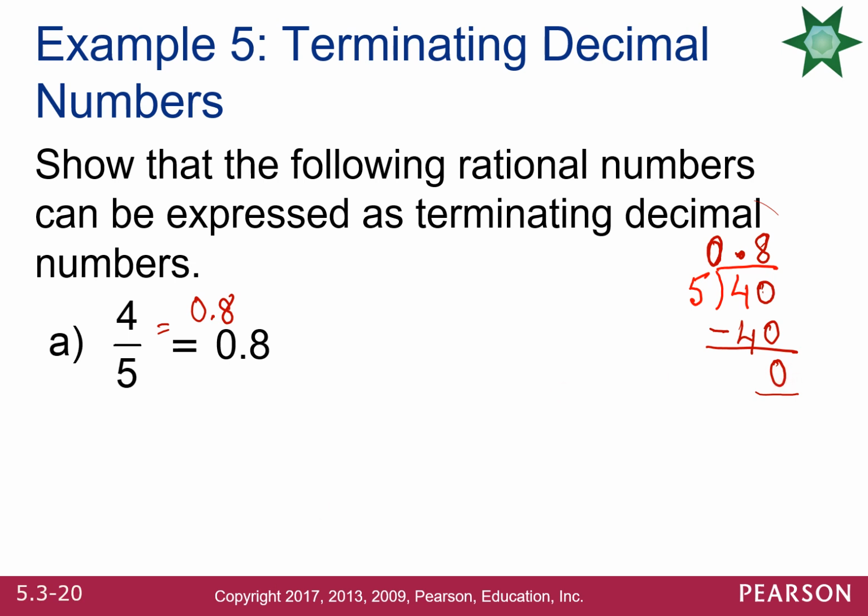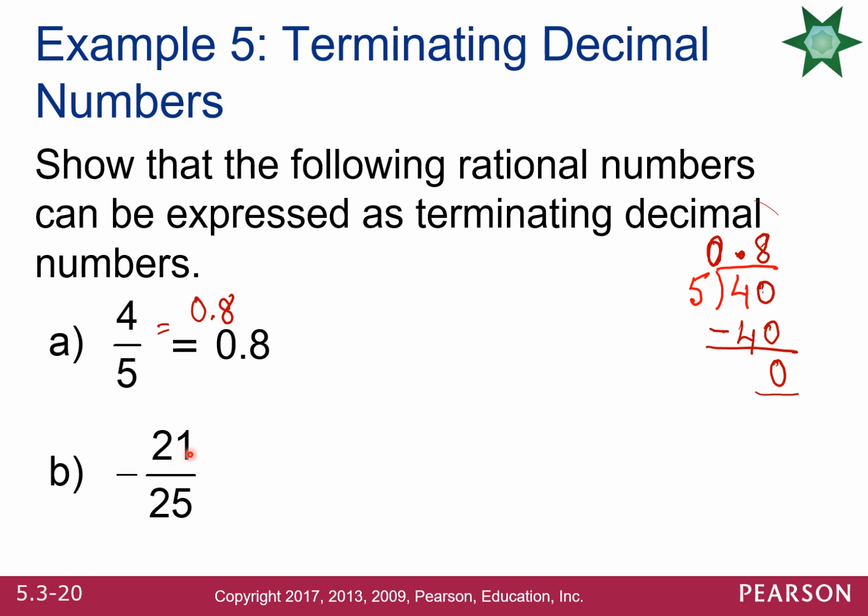Let's see if there are any other examples. B is minus 21 over 25. So again, we have to perform the division. 21 divided by 25. However, for the time being, I'll just ignore the minus. When you're performing the division, you can ignore the minus. But at the end, when we write the answer, there should be a minus.